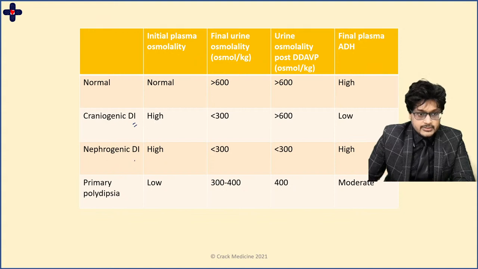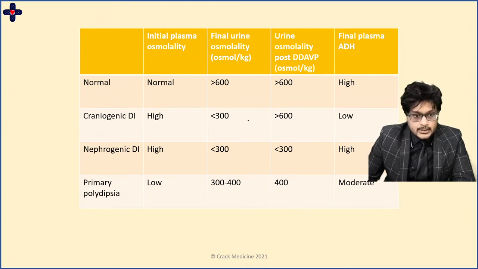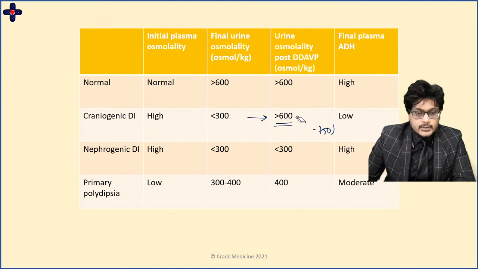Both in the cases of nephrogenic as well as craniogenic DI, the final urine osmolality will be low, as you can see here. Okay, so you will give arginine vasopressin. Now when you give that, if your kidneys are reactive to that, as in the kidneys recognize your arginine vasopressin, they will show an increase in the urine osmolality. Ideally it should be between 350 to 750, but 600 is a good amount where it should increase more than this number.